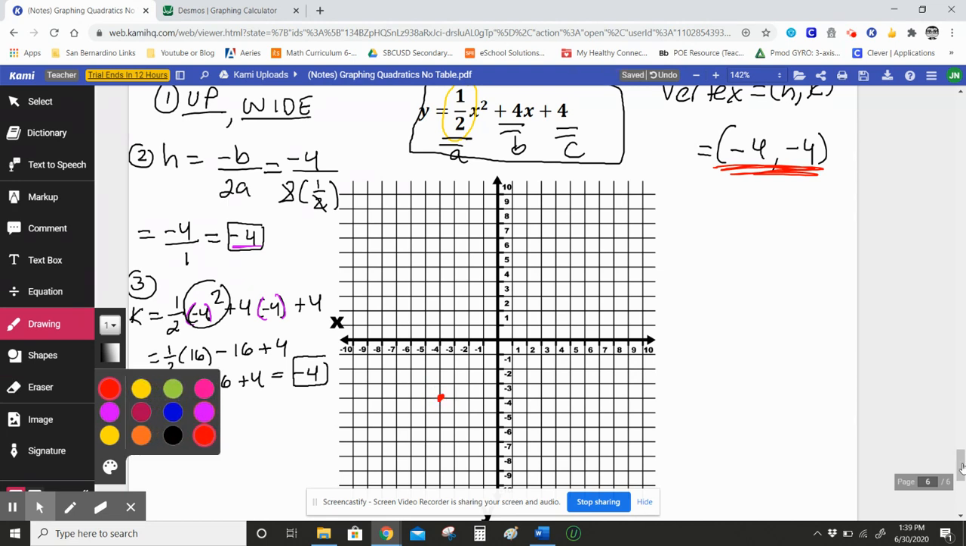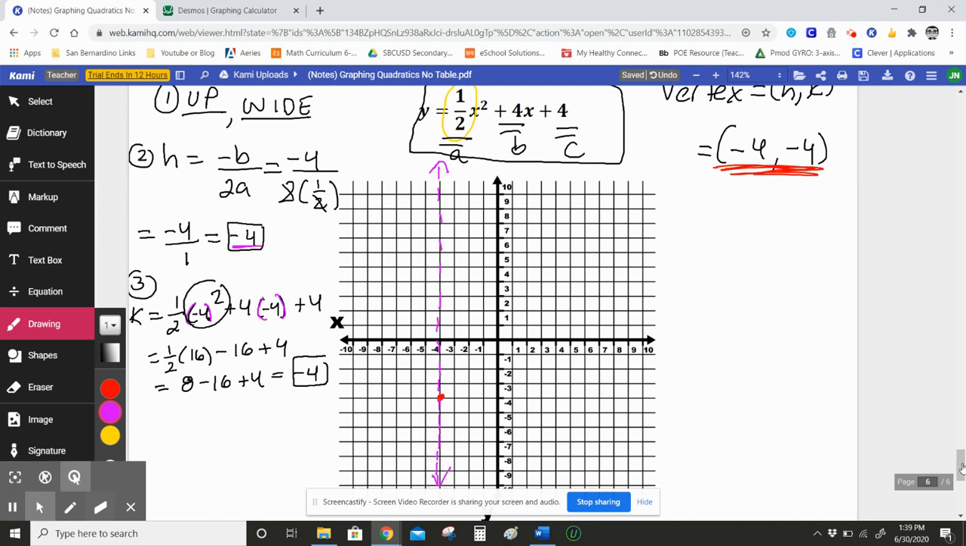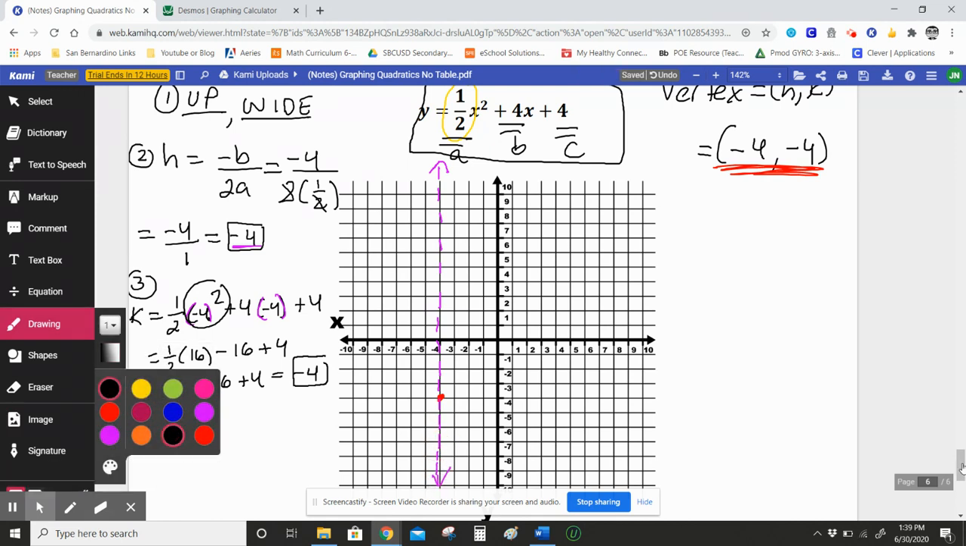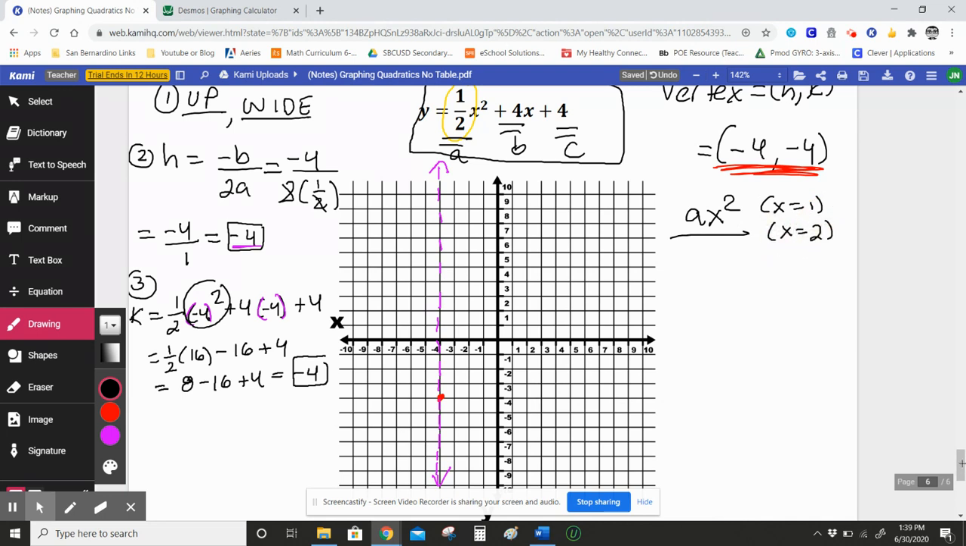Now that I have that, let's make the axis of symmetry, which is basically just a line going up and down, the line of reflection. So just always going through the vertex as straight as you can. Then now that I have my ax squared, we're going to be plugging in x equals 1 and x equals 2 to get two values that are next to the vertex to see how far we're going to be going up or down.